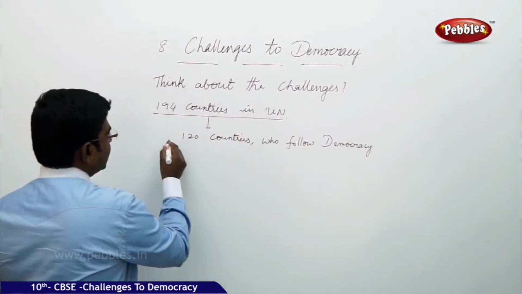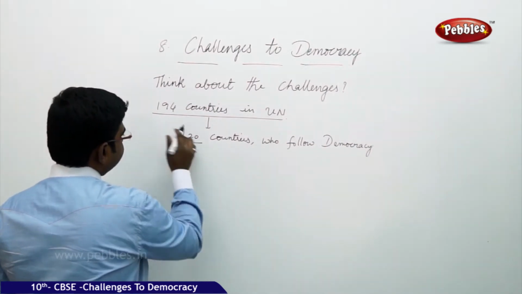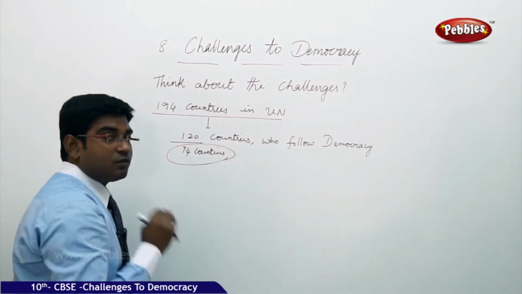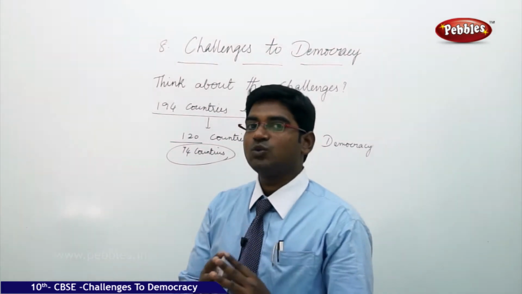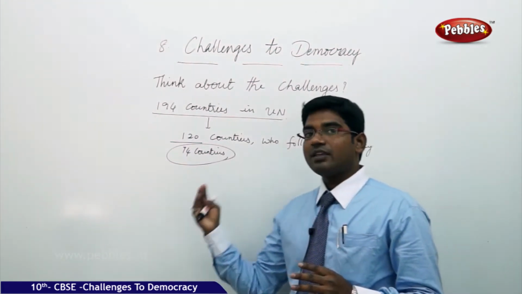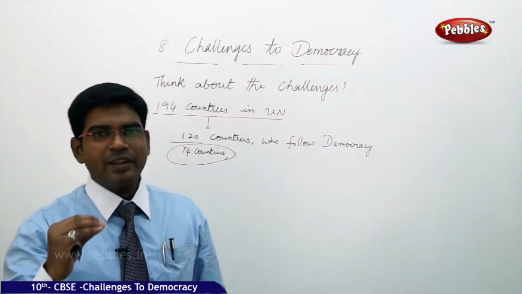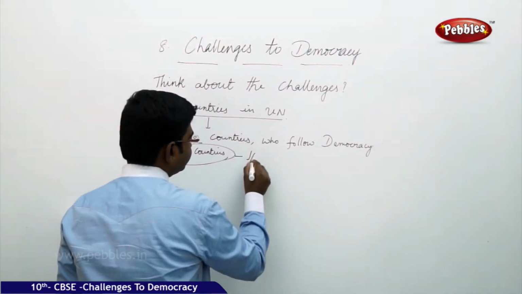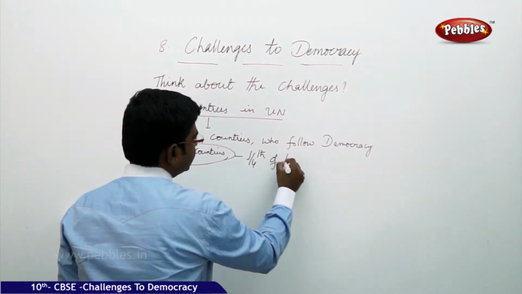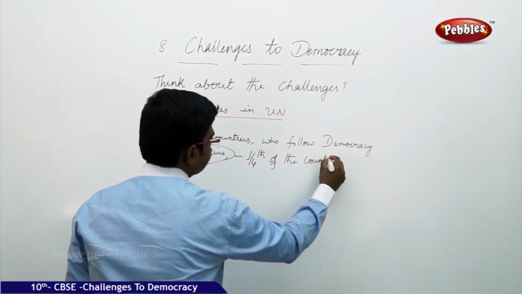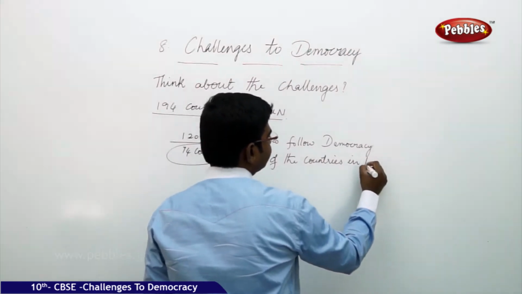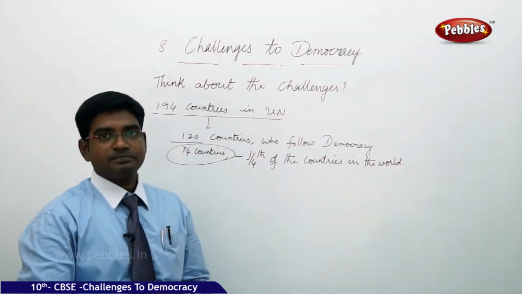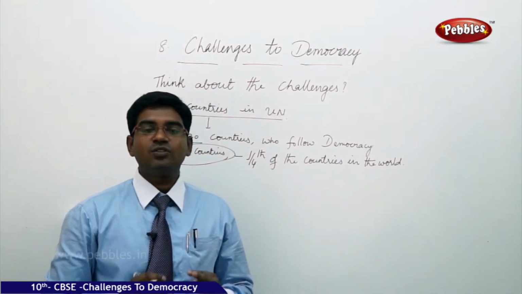The rest, 74 countries, are not following democracy, are not aligned towards democracy. They have various other forms of governments. So the fundamental question comes up: nearly 1/4 of the countries in the world do not follow democracy.